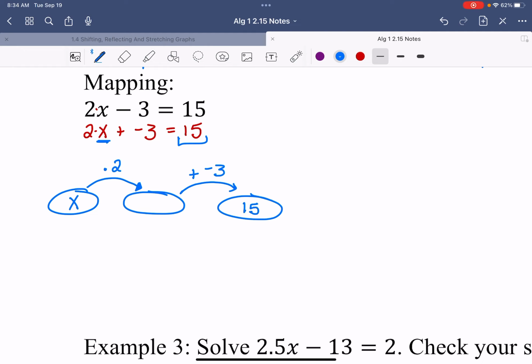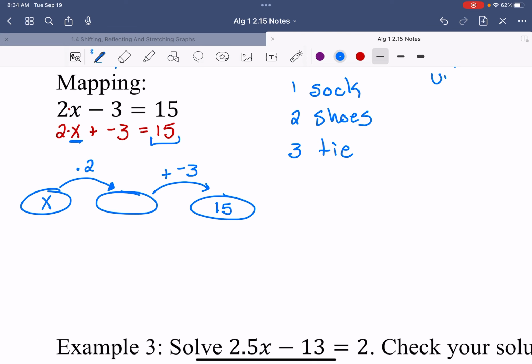Okay. So in much the same way, putting on your socks and shoes. When you put on your socks and shoes, the first thing you do is put on your socks, and then you put on your shoes. To undo it, you have to undo it in the backwards order. Take off your shoes, then take off your socks. Let's say then you tie them. To undo it, you have to untie first. So to undo, the first thing you have to do is untie them, and then take off your shoes, and then take off your socks. You do it in the opposite order, much the same as solving an equation.